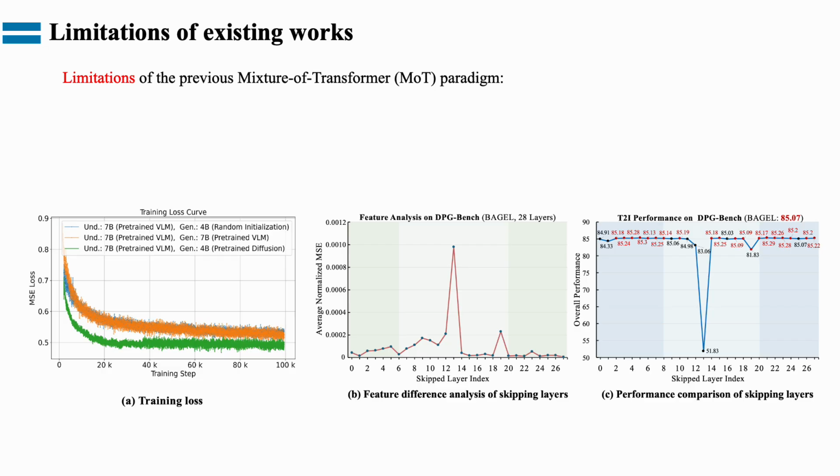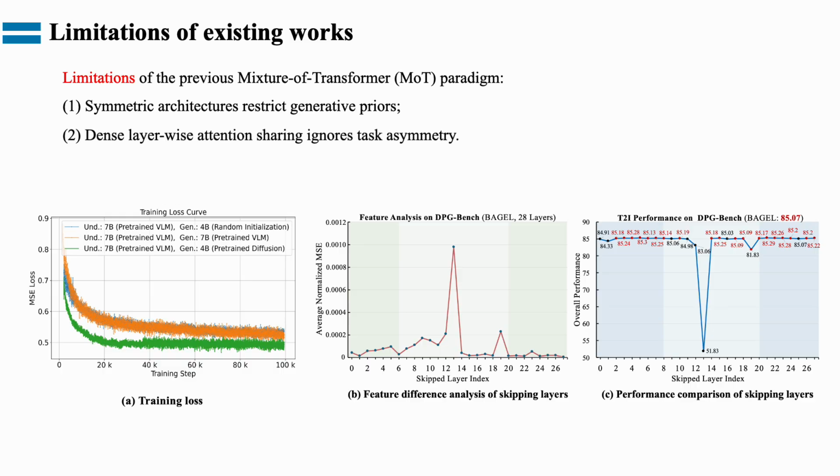The core motivation of our work stems from two critical limitations in the existing mixture of transformer paradigm. First, symmetric architectures restrict the use of generative priors. Current models typically initialize their generative branches from an autoregressive LLM simply because large-scale pre-trained diffusion backbones with LLM-compatible structures are scarce. This structural mismatch deprives the generative expert of strong pre-trained priors, leading to slow convergence and excessive training costs, often performing no better than random initialization.